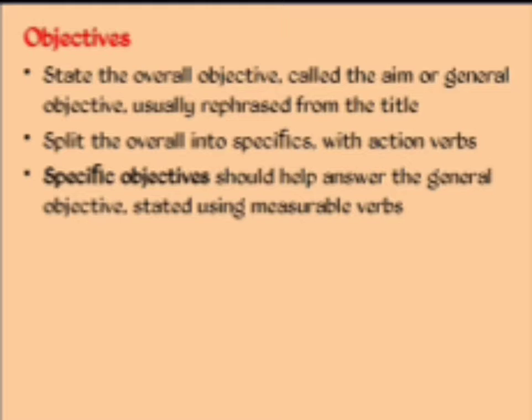And then, of course, we can split the aim or the general objective into smaller objectives that we call specific objectives with action verbs. Action verbs make it something experimental, something that you must do. So specific objectives should help answer the general objective. When we say specific objectives come from the general objective, we mean that each specific objective that you do helps you to attain the general objective.